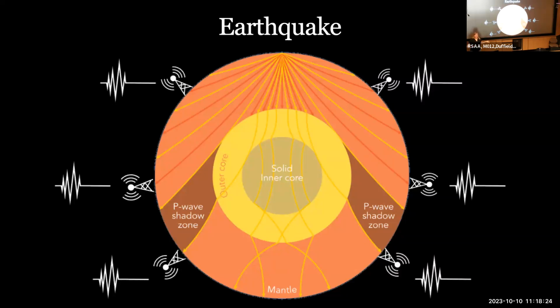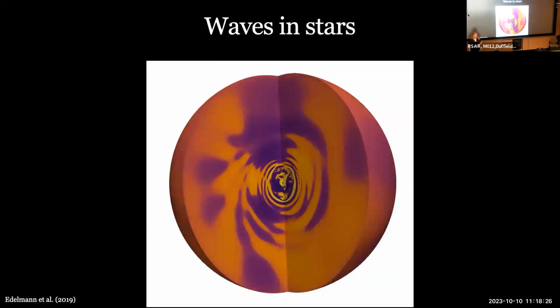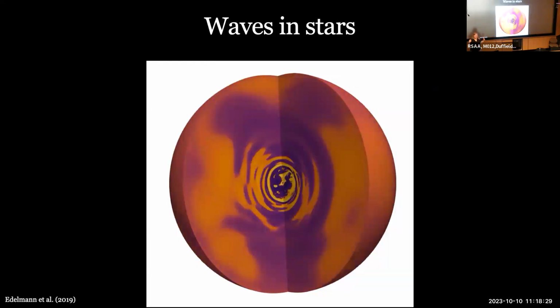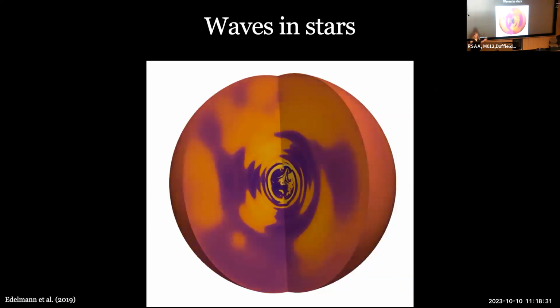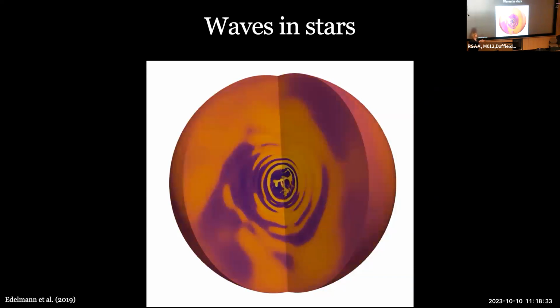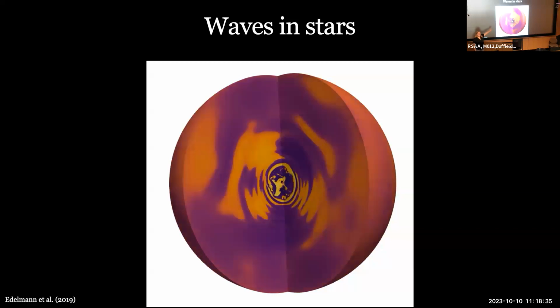In a similar sense, as it turns out, stars also have waves in their interiors. They're fundamentally very different from the waves that we see in the Earth. But you see here a simulation of such types of waves.